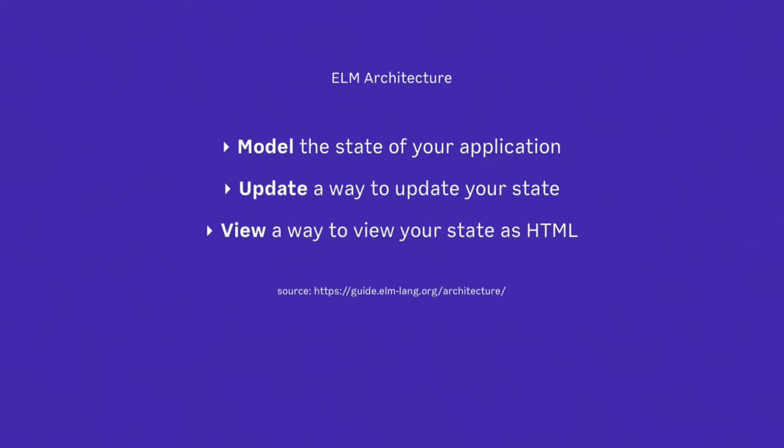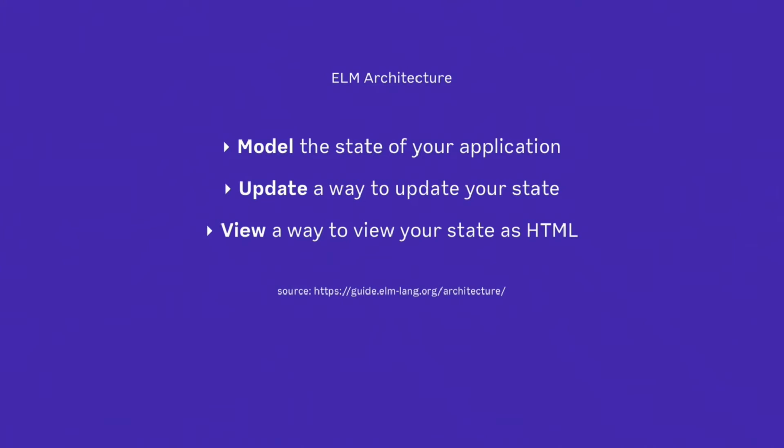And then we finally have the view, which is a way to view your state as HTML. And I think the idea is that we go through and we have the view, we're seeing something, and then we have some interaction, then there's an update, and then that update changes the model, and I can't remember in which order they are, but we have this cycle that we're going through all the time, right?